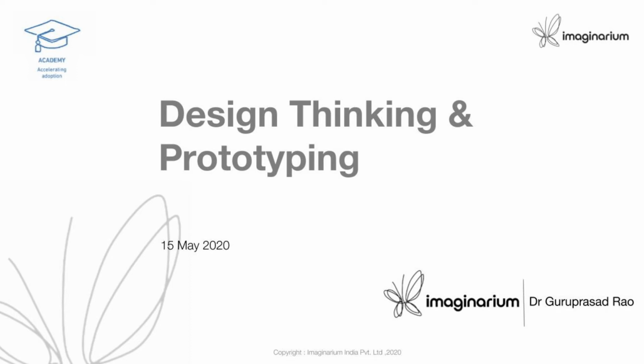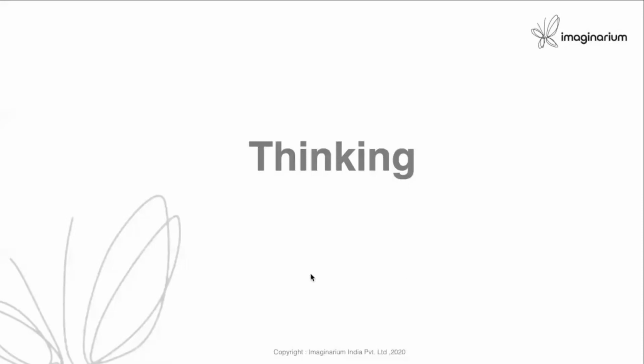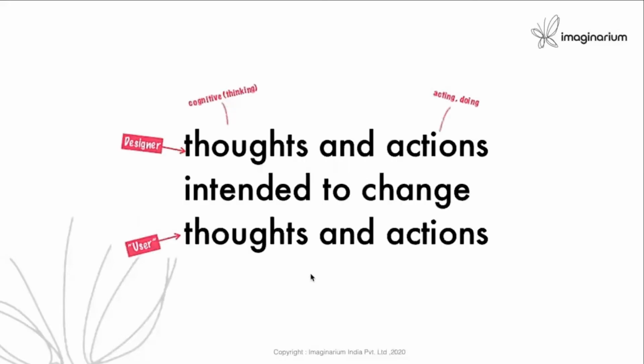Design thinking. Thinking is another aspect of design, because thinking is where thought happens, and how thinking is going to be connected to this term design. So thinking has a lot to do with thought. A designer's thought, the cognitive thing, is a cognitive function. Design is thought and actions intended to change thoughts and actions. Here, it changes the thoughts of the user.